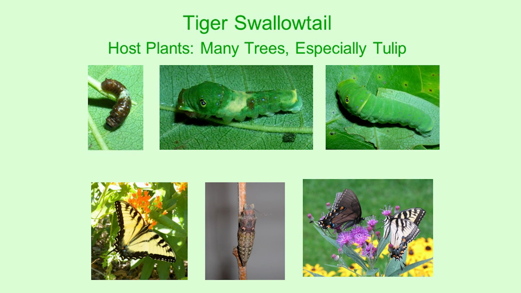So I had a hard time finding these because they have a tendency to be up high in the trees, and I just didn't climb trees. Again, the small caterpillar looks like a bird dropping. And then the middle picture is one of the middle instars, and the right picture is the last instar.